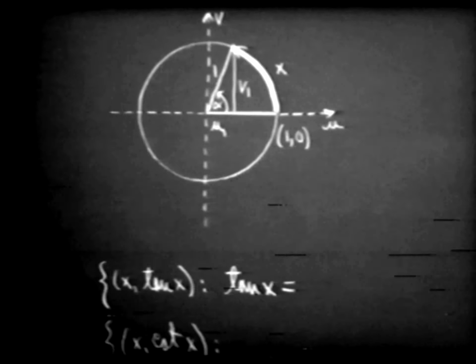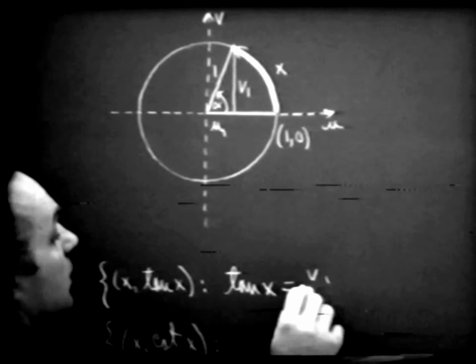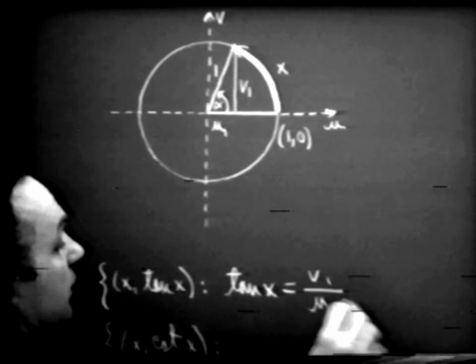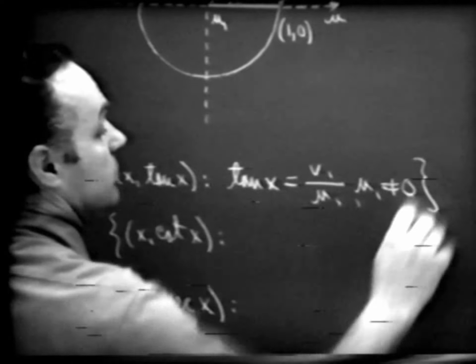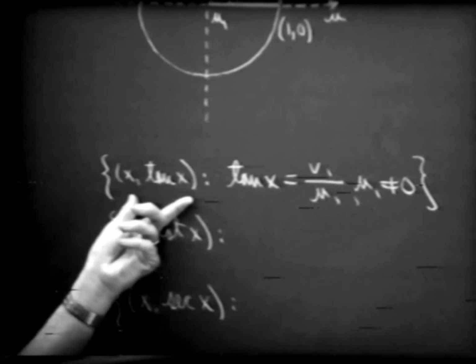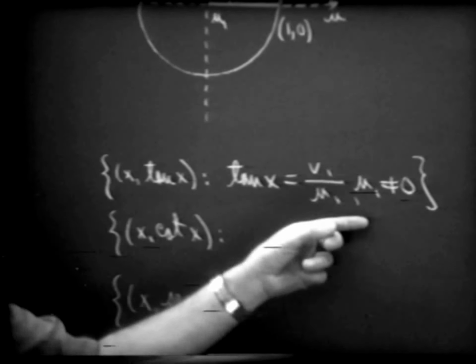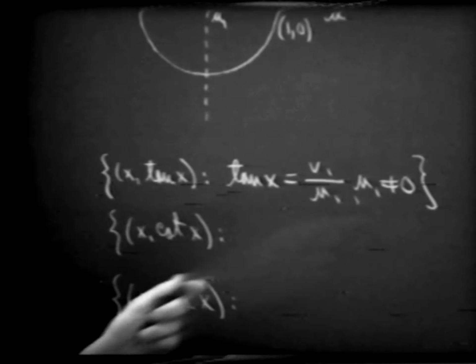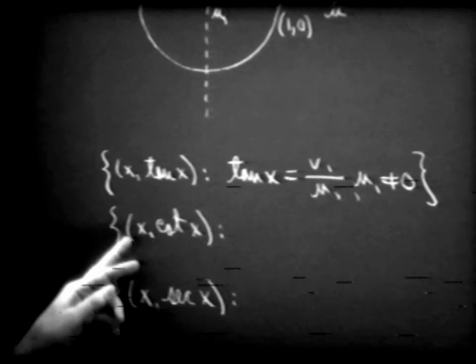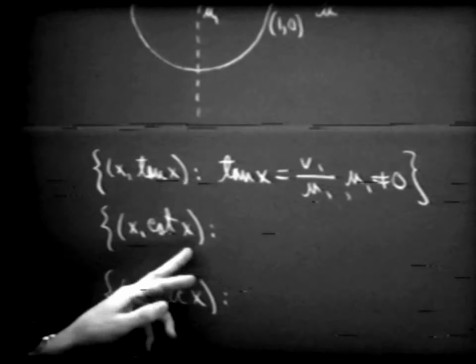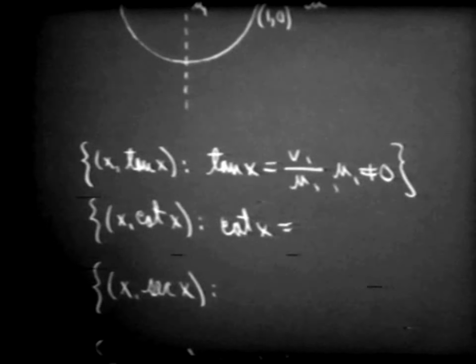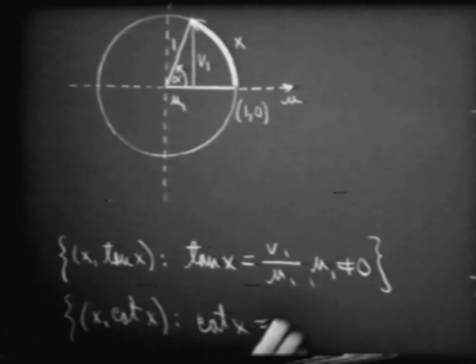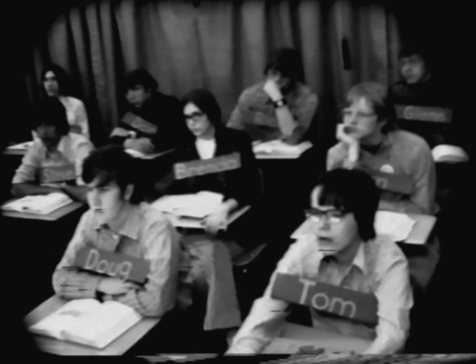What do we like to say here, Doug? V sub 1 divided by u sub 1, where again u sub 1 is not equal to 0. Now here then is a set of ordered pairs such that our function is defined in this fashion right here. Again, our set of ordered pairs, x comma cotangent of x, is such that the cotangent of x you then would like to say is equal to, and who is it, Steve? U sub 1 divided by v sub 1, where v sub 1 is not equal to 0.